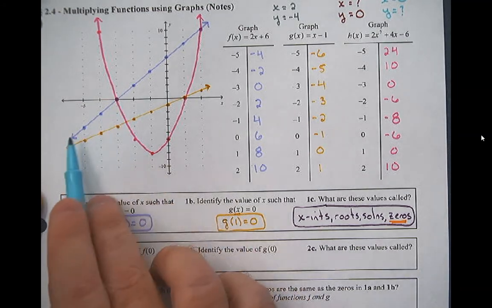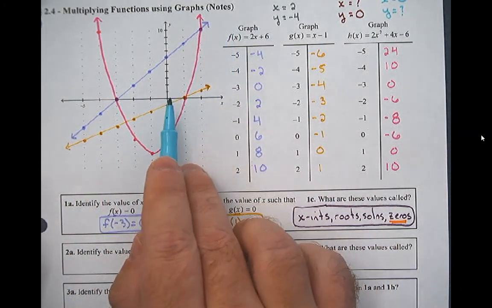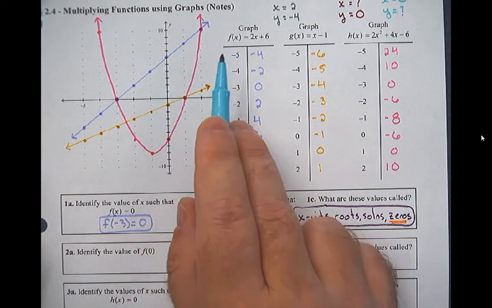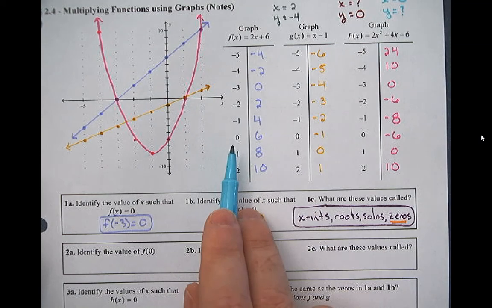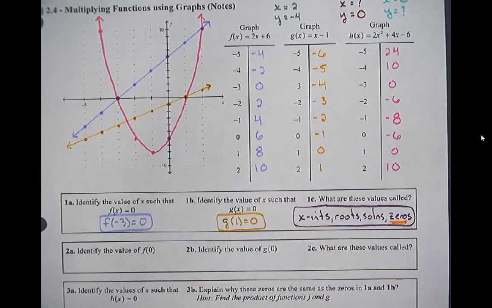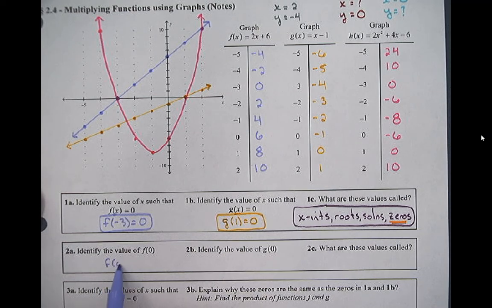So I'd go to my f function. I would go to x is 0. I would track up and see what height it's at. It's at a height of 6. Or I could go to my table, go to an x value of 0, and track over to the height of 6. So f of 0 equals 6.